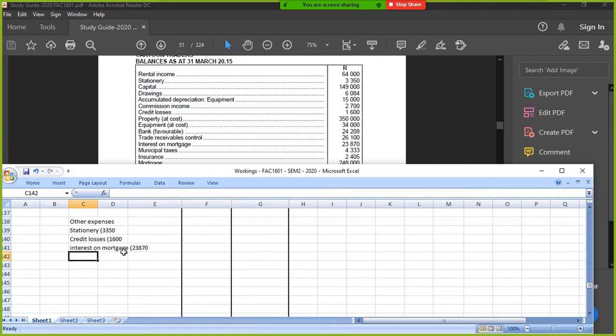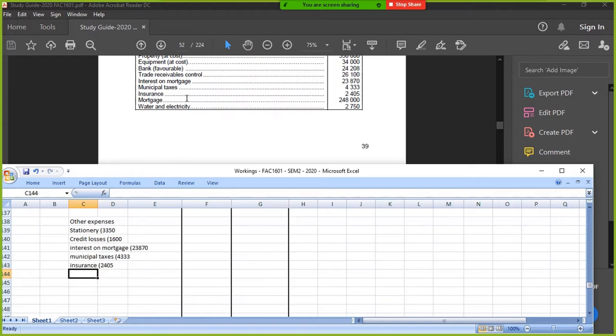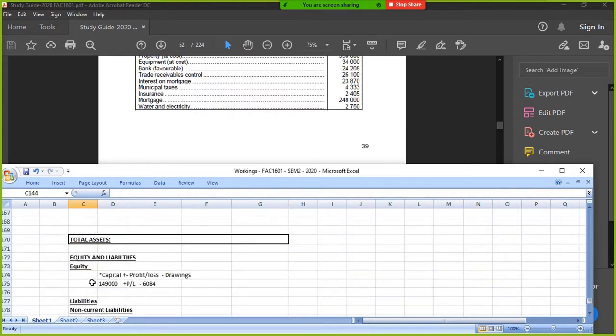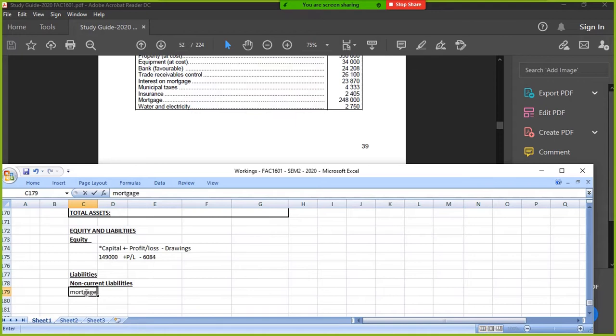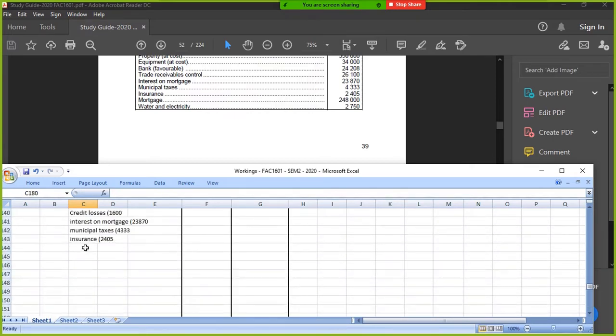Municipal taxes, another expense. Rates and taxes need to be paid to the government. That's what we're looking at there, 4,333. Insurance, another expense, 2,405. Then you've got a mortgage and you've got water, electricity. Mortgage is a liability. We need to show that here at the bottom. The mortgage was for 248. The water, electricity is going to go under expenses. In brackets, 2,750. And that's it.